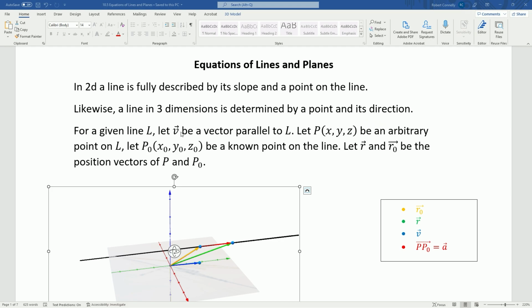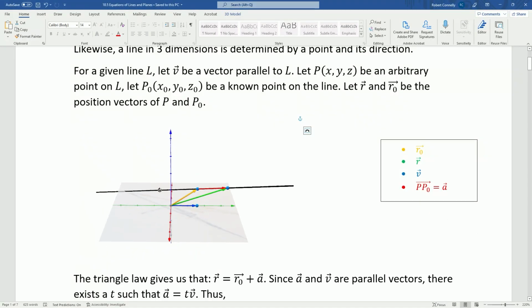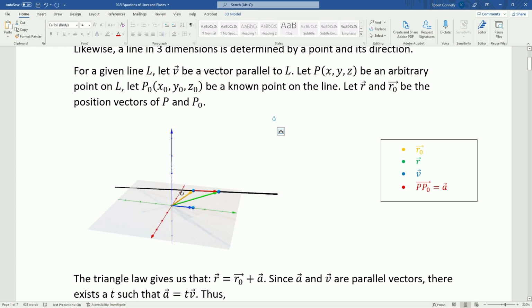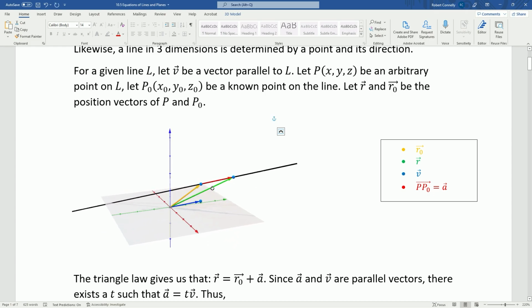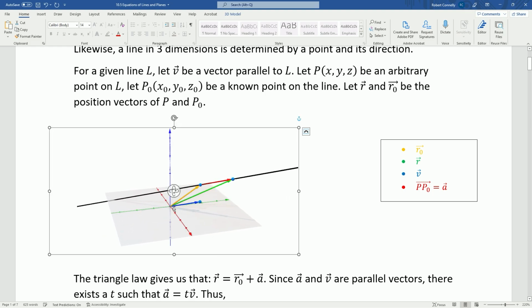Well, for a given line, we're going to let v be a vector parallel to that line, L, and p be an arbitrary point on L, and p naught, with the coordinates x naught, y naught, and z naught, be a known point on the line. So let's take a look at this little model here. This black line here is the line L. And what we're trying to see is how can we describe all of the points on this line?